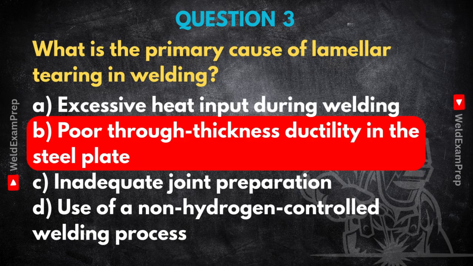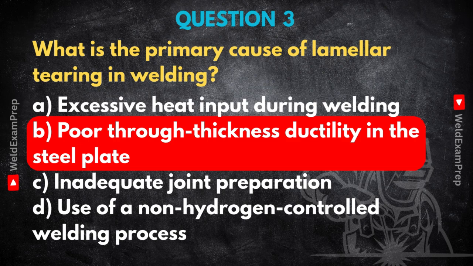Now imagine you weld a joint, like a T-joint, where the weld cools and shrinks. That shrinkage pulls on the plate underneath, creating tensile stresses acting through the plate's thickness. Perpendicular to those flattened inclusions. Exactly. Those flattened inclusions now act like little planes of weakness. If the steel has poor ductility in that through-thickness direction, meaning it can't stretch much that way without breaking, those stresses can literally pull the steel apart along these planes of weakness. Tearing it open like pages in a book. That's a good analogy. It results in those characteristic step-like fractures of lamellar tearing.